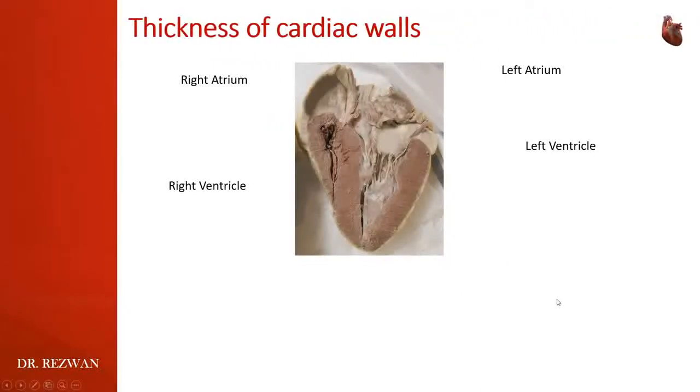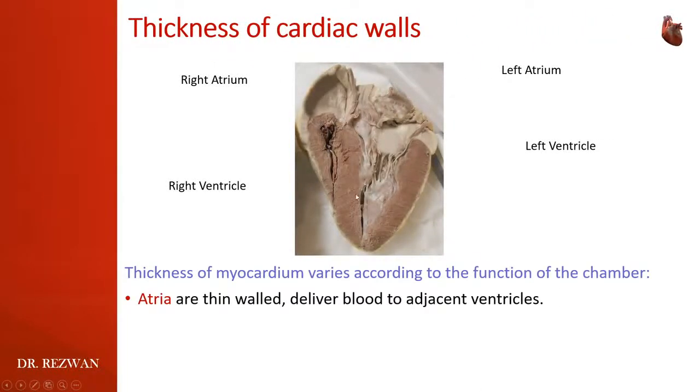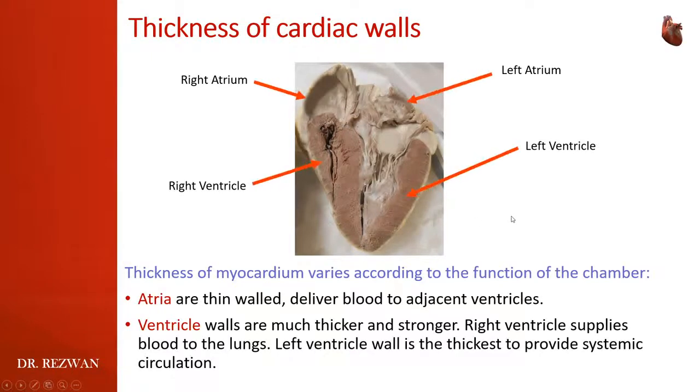So again, this is the thickness of the cardiac wall. Left ventricle, right ventricle. This is the left atrium, right atrium. So the thickness of the myocardium varies according to the function of the chambers. Atrium is thin walled, it delivers blood to the adjacent ventricle. Actually they are the receiving chamber, so they do not need to pump that much. By the gravitational force, blood will enter into the ventricle, and a small systolic wave is present in the atrial wall. The ventricles are thick walled and stronger. Right ventricle supplies the blood to the lung, and the left ventricle is thickest to provide systemic circulation.